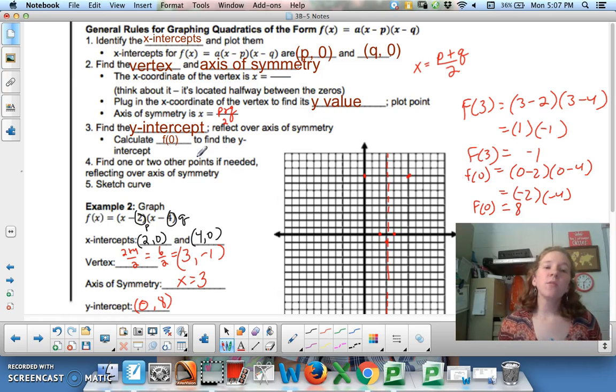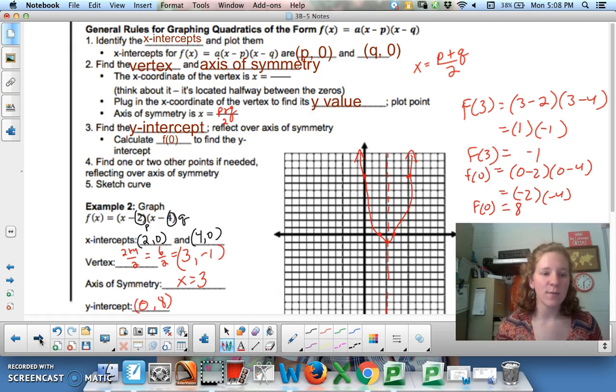Okay, it says find 1 or 2 other points if needed. I don't think I need it here. I think I can see the shape of this line. And so I'm going to sketch the curve. Y'all bear with me as I draw my ugly parabola. Oh, I spoke too soon. Okay, so there's my parabola.